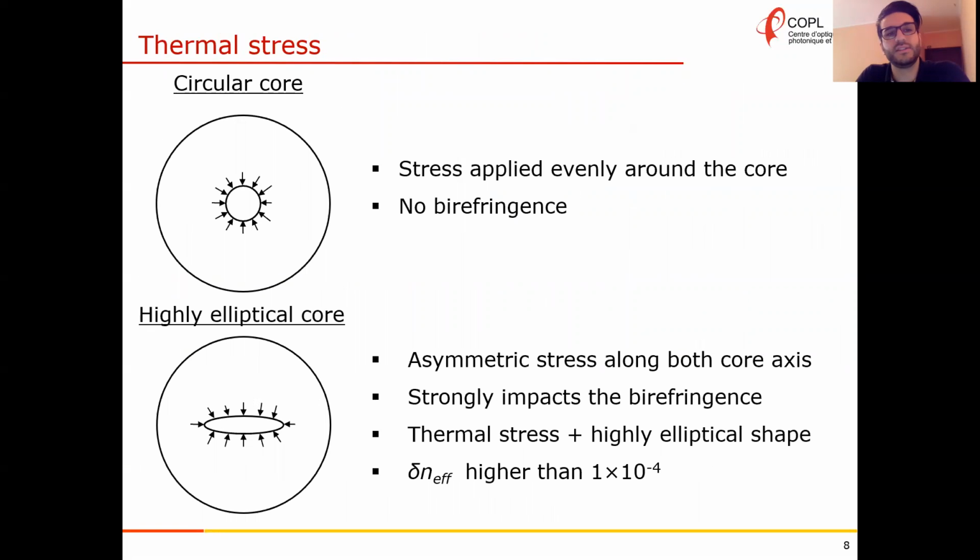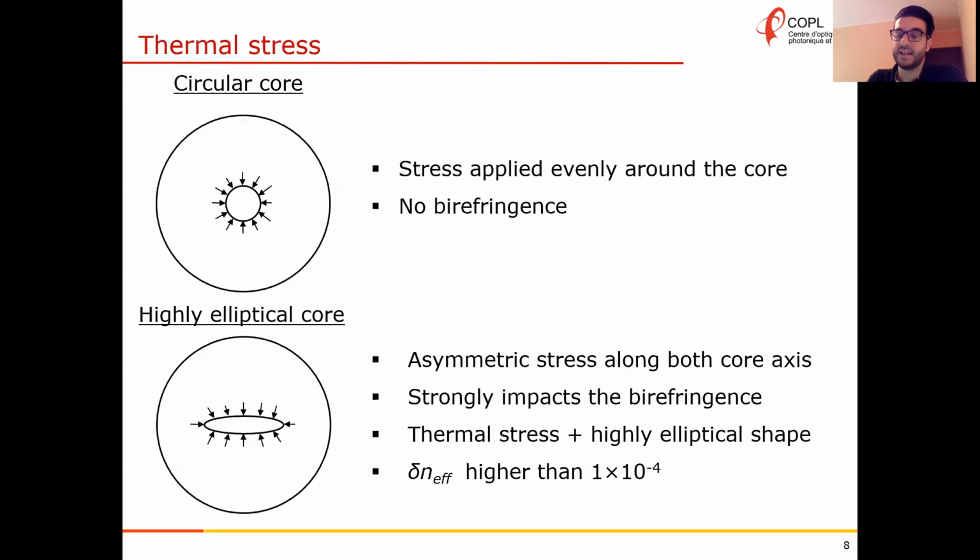So now let's talk about the main benefit coming from this fiber, which is the thermal stress. When we work with circular core fibers, during the fabrication, the stress is applied evenly around the core. So we do not have birefringence for those fibers. When working instead with a highly elliptical core, this stress is applied in an asymmetric way along both core axes. And this strongly impacts the birefringence.